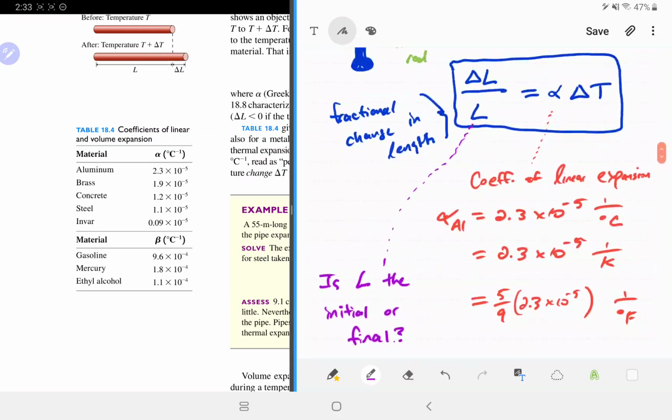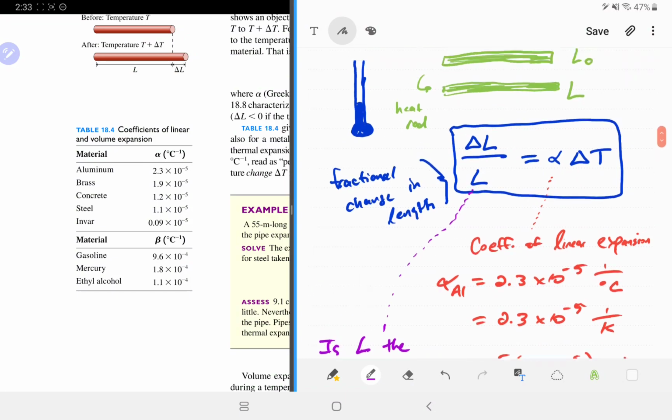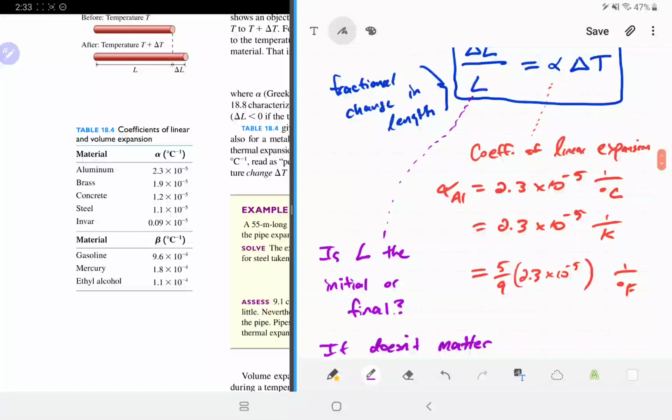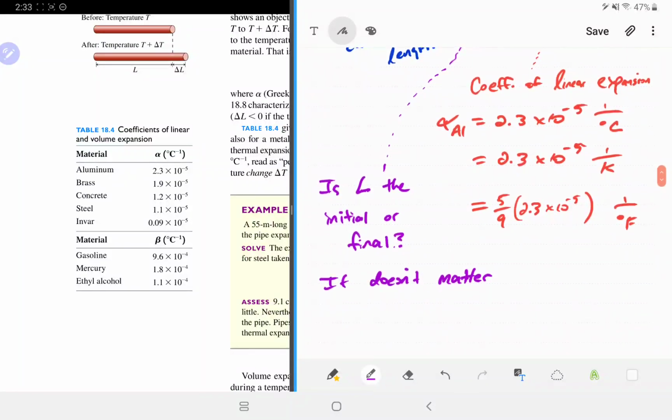So you might say, well, what if delta L over L is very, very big? Well, in order for it to be very, very big, like of order 1, the delta T needs to be so big that you probably don't even have a rod anymore, right? If you're increasing the temperature by 10 to the 5 Kelvin, you've probably already melted the rod or boiled it or whatever. So in most problems, it doesn't matter.